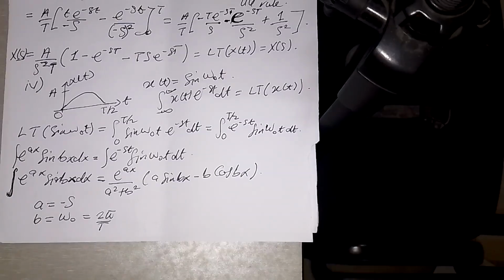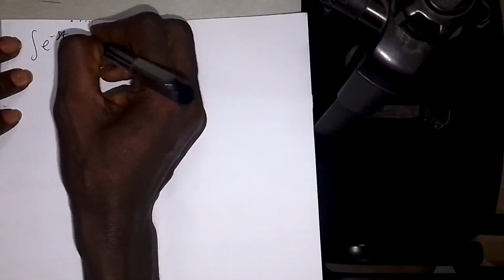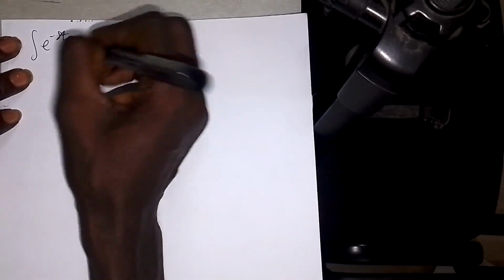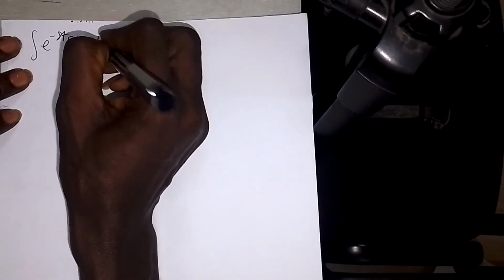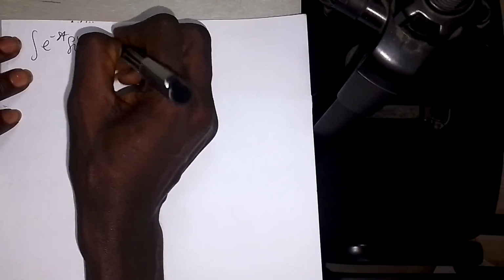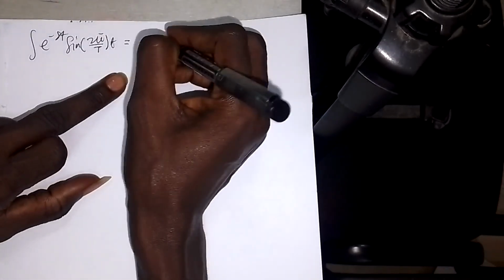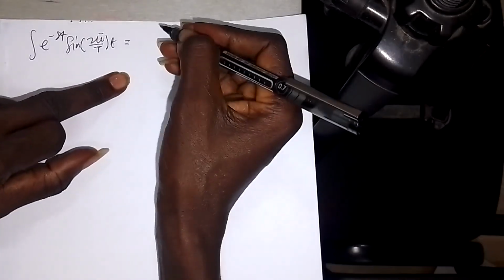To proceed further, the integral of e^(-st) times sine omega naught t, but I told you that omega naught is 2 pi on T, so here 2 pi on T times t. If I expand this, this is what I'm going to have.